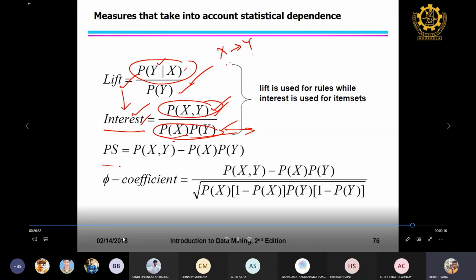And for the binary variable, we get this type of equation here. This is similar to the Pearson correlation we found when we worked with continuous values. So this is the correlation for the binary variable.